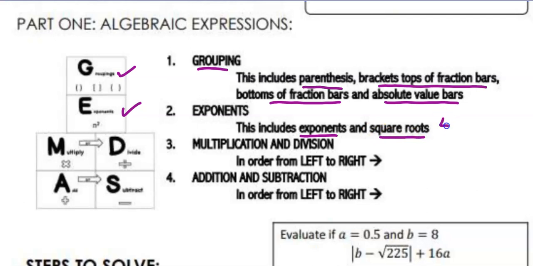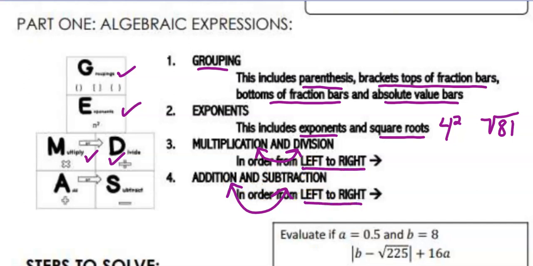So if I had 4 squared, I would evaluate that. That means exponents, just like the square root of 81. Both of those would be considered exponents. Next, we have multiplication or division, and these are whichever come first in the problem. So sometimes division comes first, sometimes multiplication comes first, whichever one's in the problem. Same thing with your addition and subtraction. So you are looking in order from left to right.